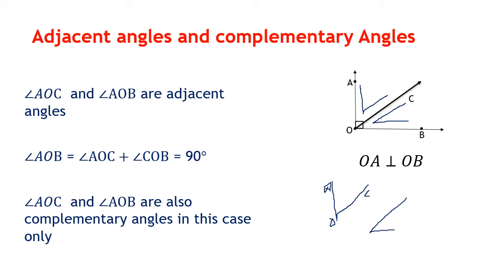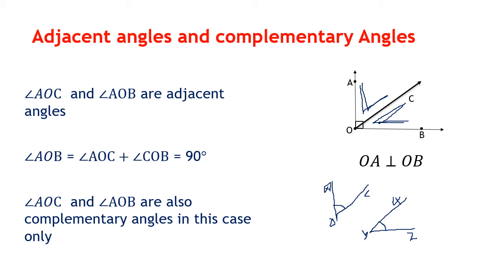Okay, but if I call the angles X, Y and Z, let us say the sum of these two angles is also 90 degrees. Now if the sum of these two angles is 90 degrees, they are complementary angles, but they are not adjacent angles because they do not have a common arm. They do not have a common vertex. So these are two adjacent angles. Just in this special case, these two adjacent angles, the sum is 90. So they are adjacent also and complementary also.